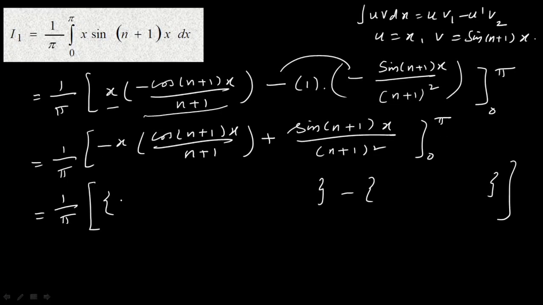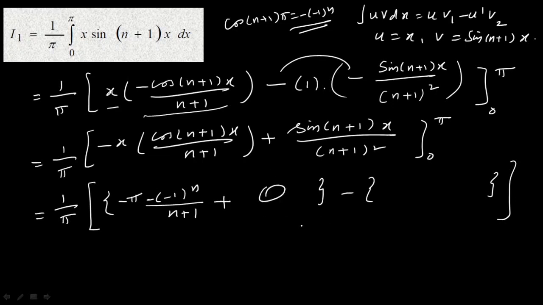So minus pi cos (n plus 1) pi. As I told you already, cos of (n plus 1) pi value is minus 1 whole power n plus 1, so I write it here, minus 1 whole power, with the minus in front, divided by n plus 1, plus sin (n plus 1) pi. You know the value of sin (n plus 1) pi is 0. Coming to the lower limit, minus 0. You just replace x by 0, what do we get? 0 into anything is 0. The first term becomes 0, plus sin 0 is also 0.